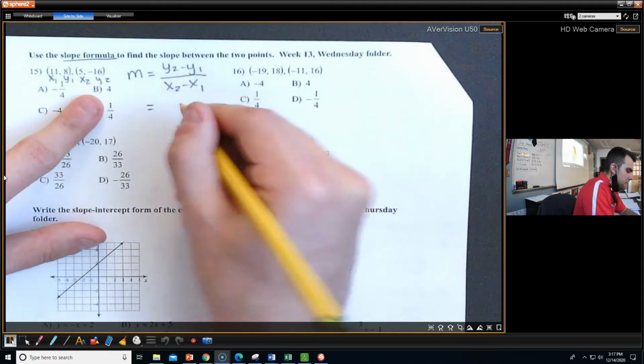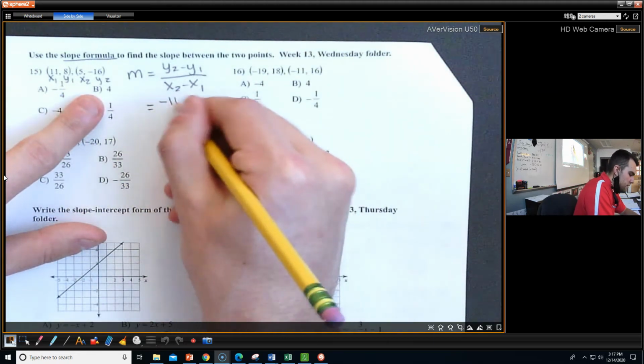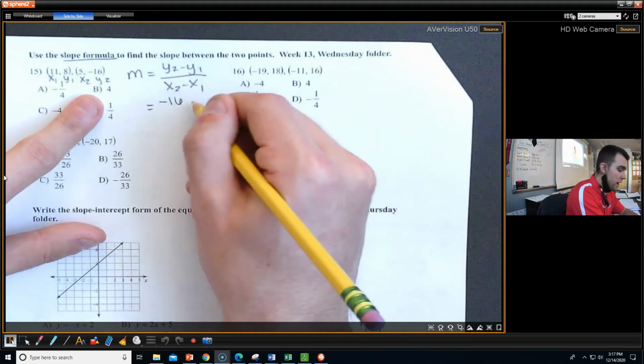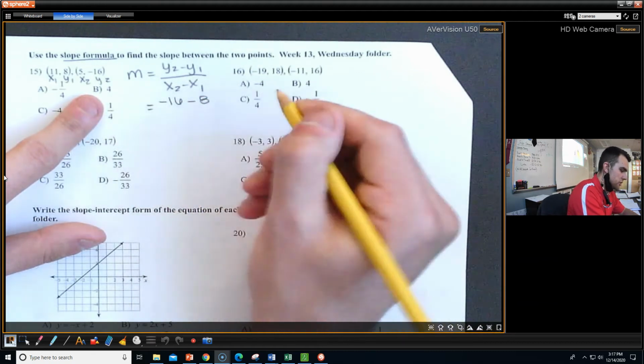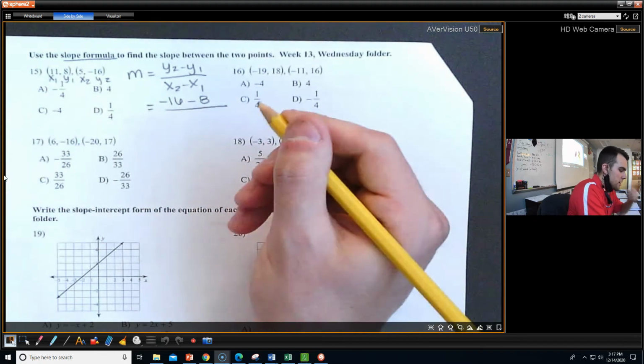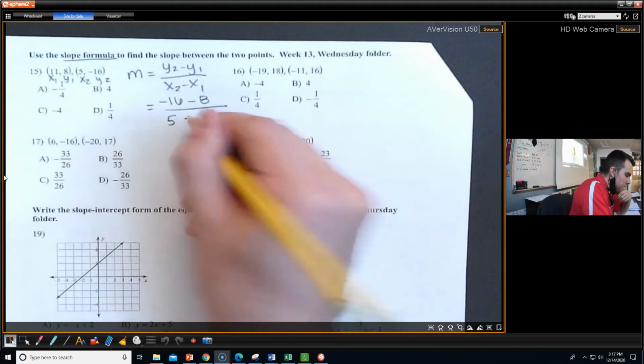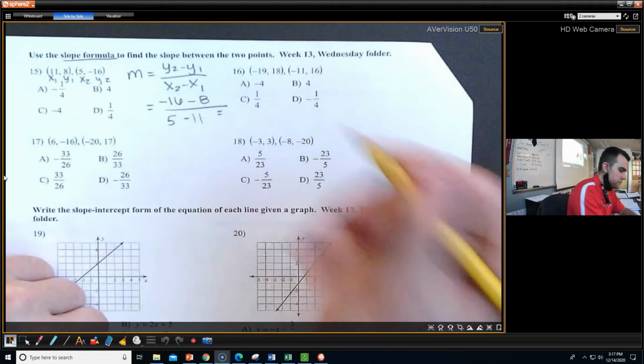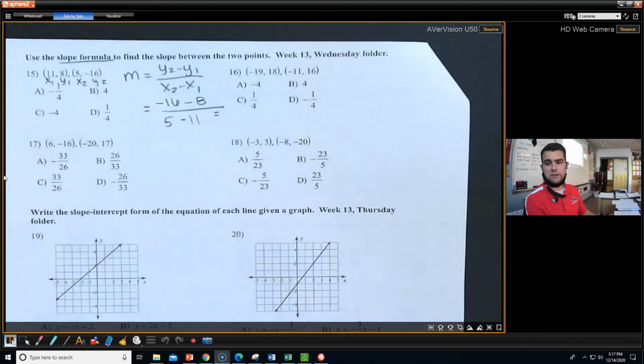So up top, I'm going to get y2 minus y1, which is negative 16 minus 8. x2, I get 5 minus x1, which is 11. And the biggest thing is take your time with this. Use a calculator if you don't feel comfortable doing this. You'll have plenty of time to do your final. 20 questions. I think you can do 20 questions in an hour and a half. So take your time. Okay?